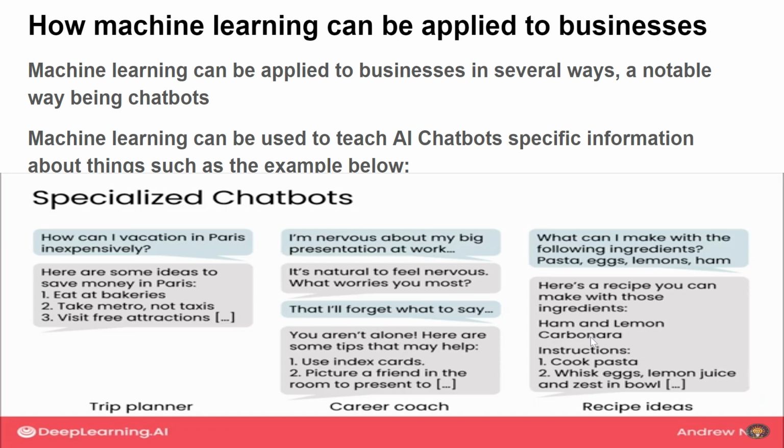The final example is of a recipe chatbot, where the customer has given the input of what can they make with the following ingredients, and from there it's given a meal and the instructions. This type of chatbot would most likely be used in a business like HelloFresh, which specializes in helping you to create meals.